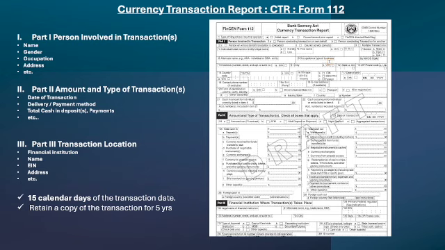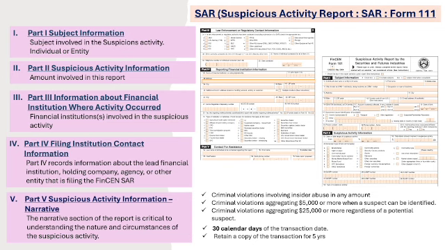When we talk about the currency transaction report Form 112, there are three different sections. Part 1 is the person involved in the transaction, with name, occupation and address. In Part 2, we would fill out the amount and type of transaction, and Part 3 would be the transaction location. This has to be filed within 15 days of the transaction date, and a copy of the transaction needs to be retained for a period of 5 years.